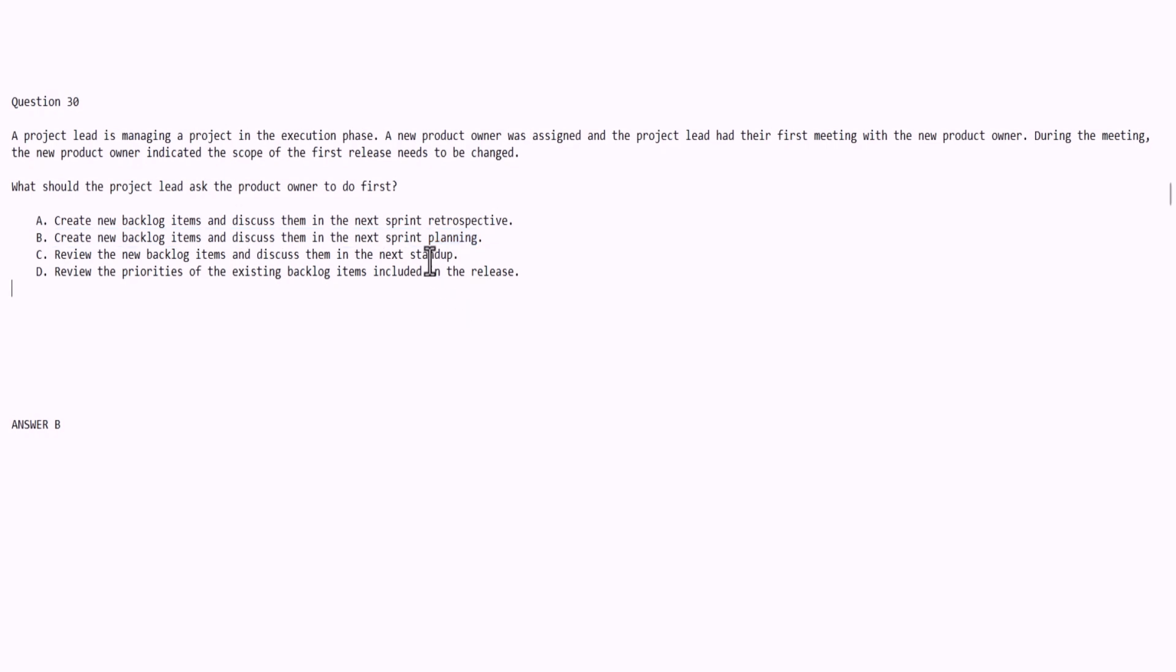In this case, if you look at option A, it talks about discussing these items that want to be added to this project in the sprint retrospective. Now, the sprint retrospective is AKA lessons learned, which occurs after your actual development has been completed. It gives you the opportunity to look back and say, okay, what can we do differently and what can we learn from our situations? So that wouldn't necessarily occur there.